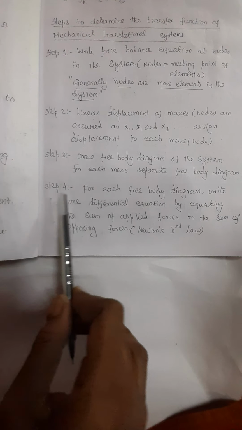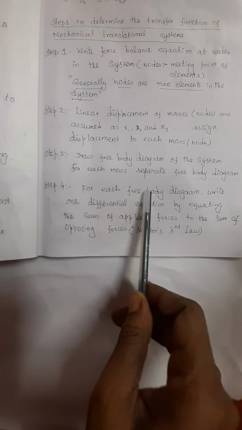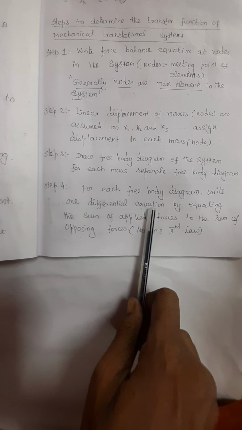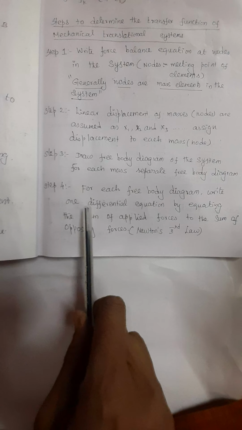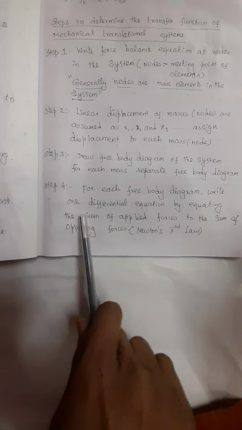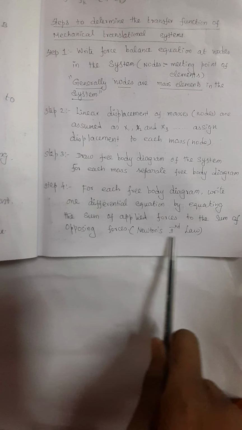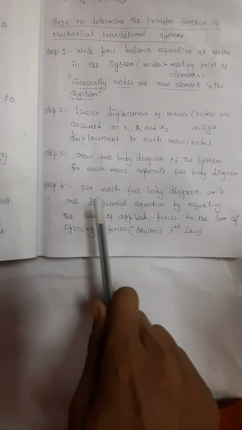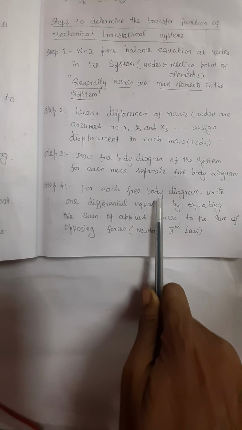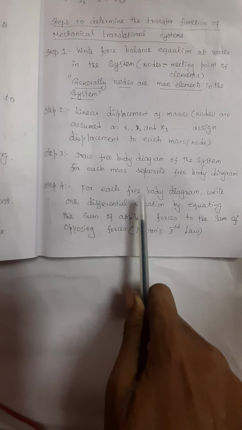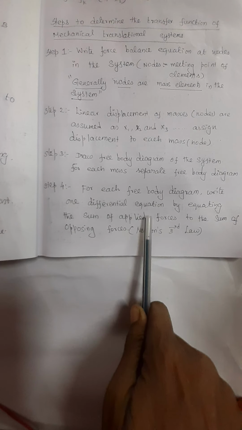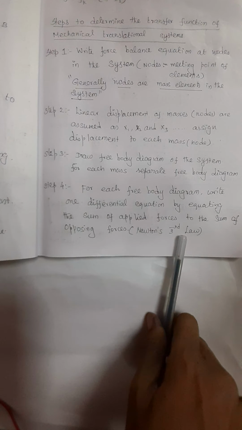Coming back to step 4. For each free body diagram, write one differential equation by equating the sum of the applied forces to the sum of the opposing forces. Could you recollect? This is none other than Newton's second law. So in the fourth step, draw the free body diagram for each individual mass and write a differential equation by equating the applied force to the opposing force.